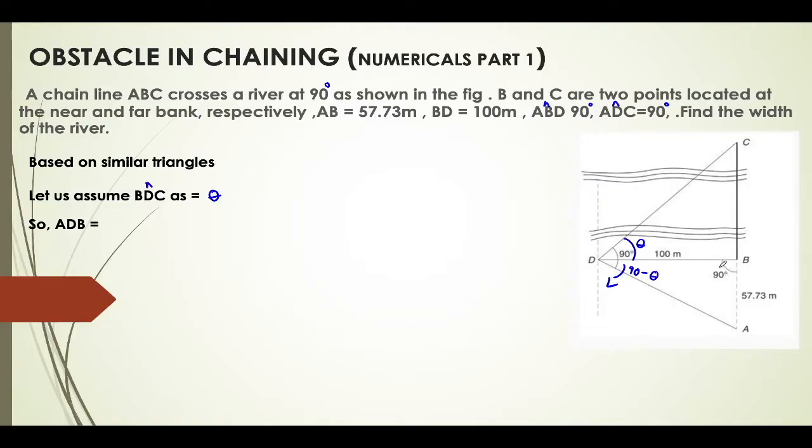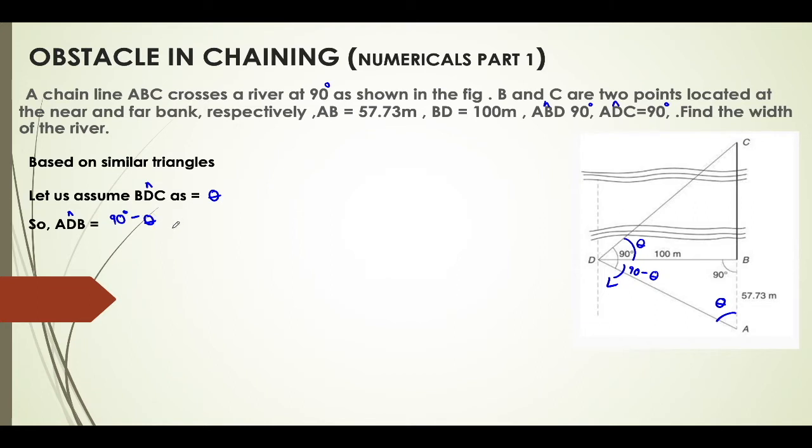Just consider this triangle, that is A, B and D. Here I have two angles: this is 90 degrees, and this is 90 degrees minus theta. So the third angle will be theta, according to the sum of angles of a triangle being 180 degrees. So here my angle ADB is nothing but 90 degrees minus theta.